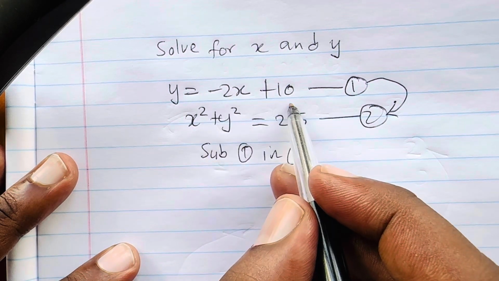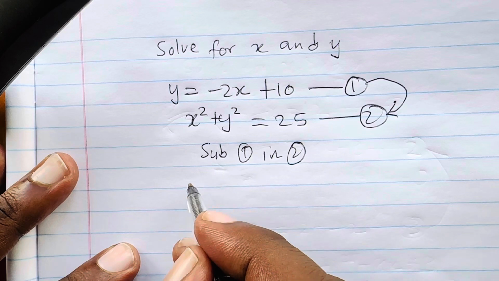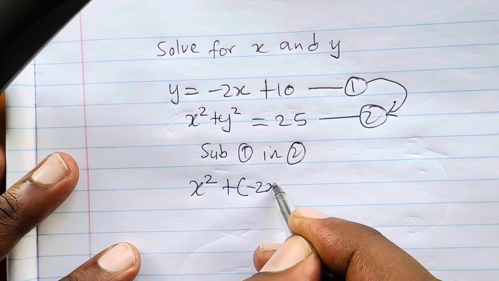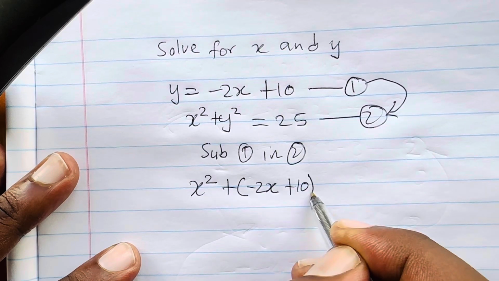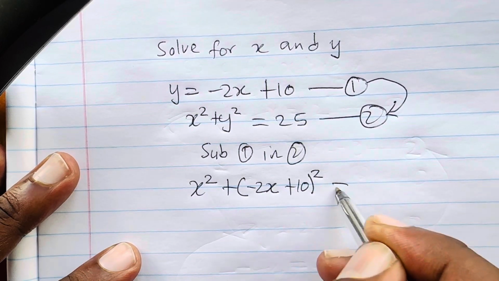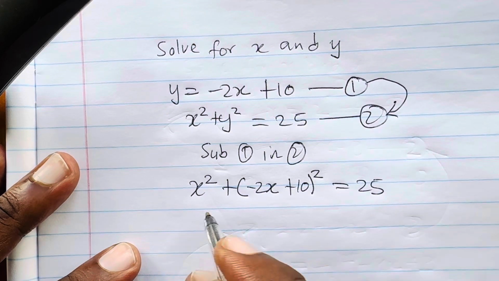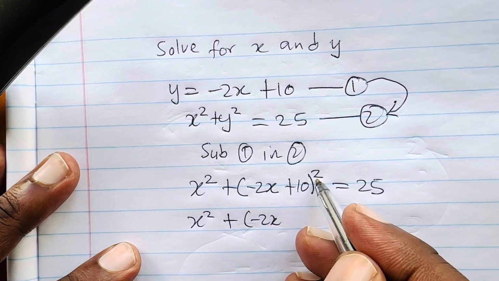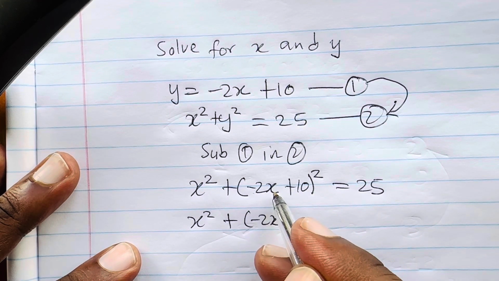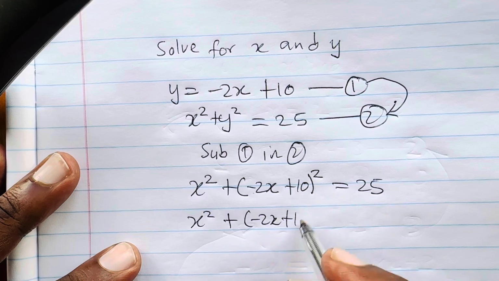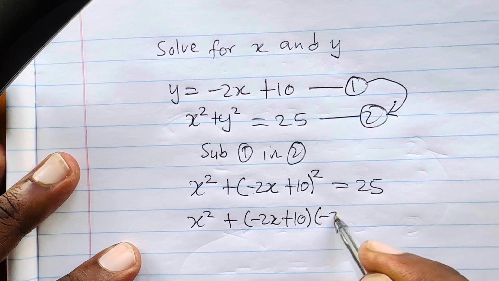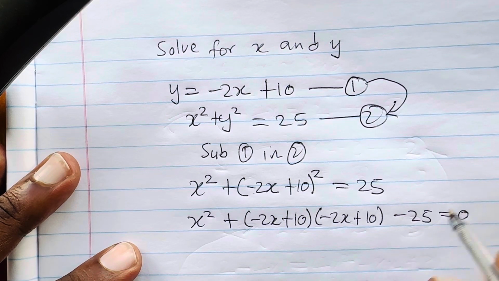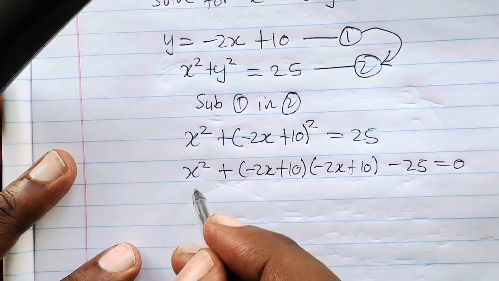Minus 2x plus 10, which means we're going to have x squared plus (minus 2x plus 10) all squared is equal to 25. So we're going to have x squared plus minus 2x plus 10 times minus 2x plus 10, two identical brackets, minus 25 is equal to 0.